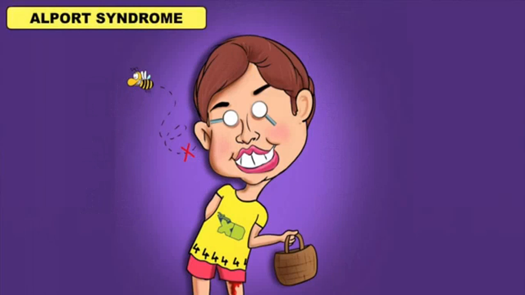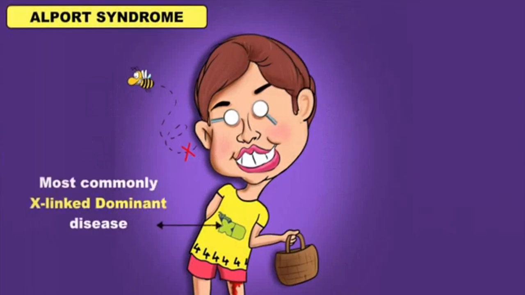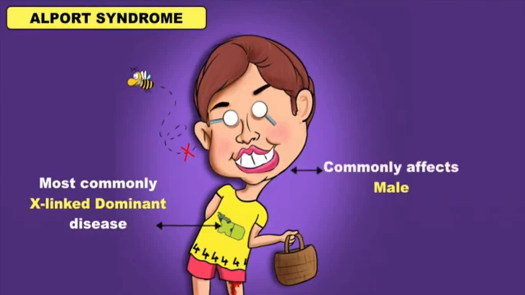So the first thing you have to remember about Alport syndrome is that it is an X-linked dominant disease, and the t-shirt shown here shows XD, so you can remember X-linked dominant. The next thing you have to remember is that it commonly affects males. The picture shown here shows a male individual, so you can remember that it commonly affects males.